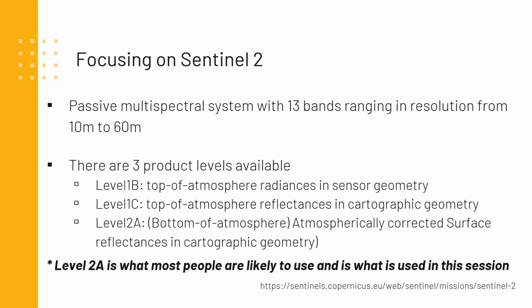Level 2A is the bottom of atmosphere, so this is atmospherically corrected surface reflectances, and it is in cartographic geometry, which typically makes it most useful to the majority of people using this data. And this is what we'll be focusing on in this session.